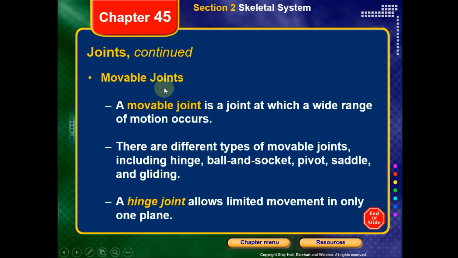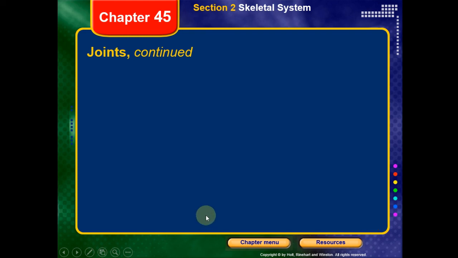When we move to the movable joints, this kind of joint has many types. The movable joints give a wide range of motion. There are different types like we saw in the video: hinge, ball and socket, pivot, saddle, gliding, and more. As we learned in the video, we have about 300 joints in our body. So let's start with the first one, the hinge joints. This type of joint allows limited movement in only one plane, like your elbow.